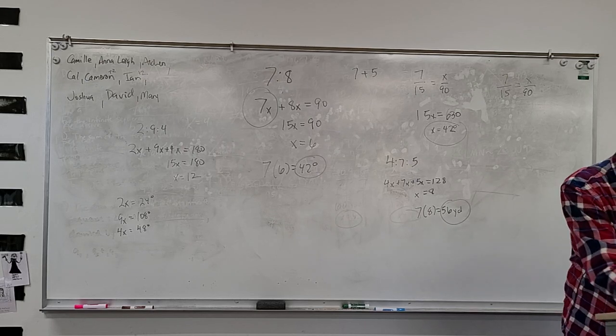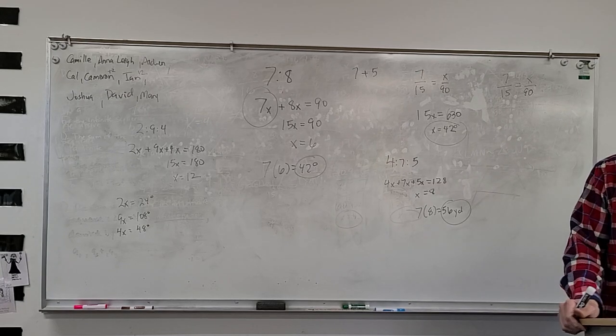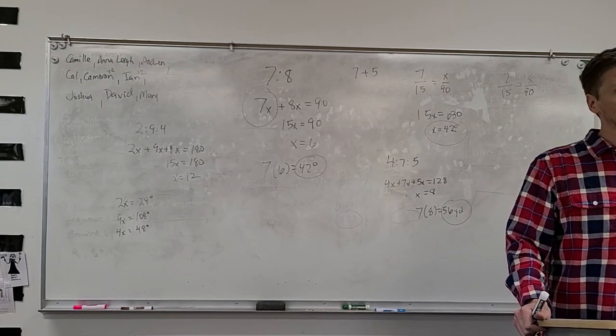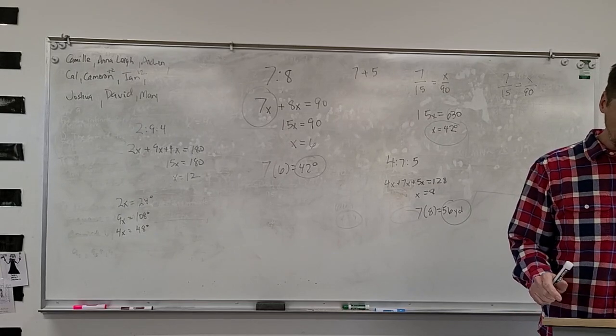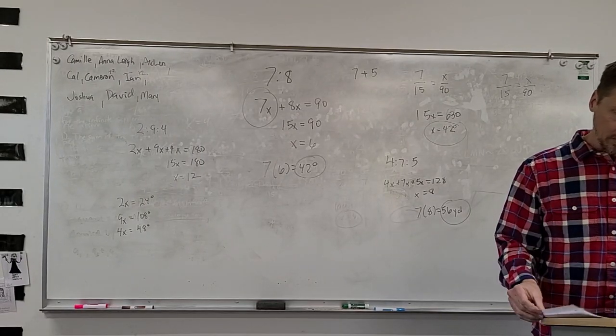180. 180, right? We had one problem where it was all the angles in a triangle, which we know equal 180. What if I'd given you all the angles in a quadrilateral? 360. 360, right? So there's all kinds of ways we could have approached this problem using perimeters and so forth.